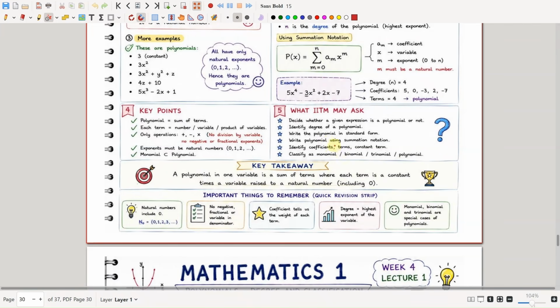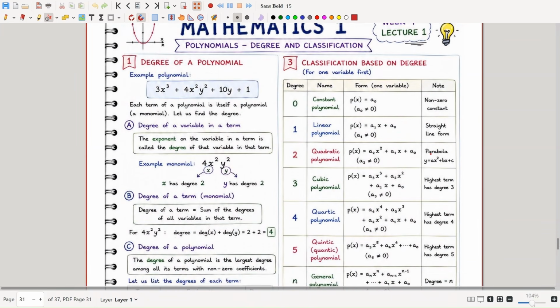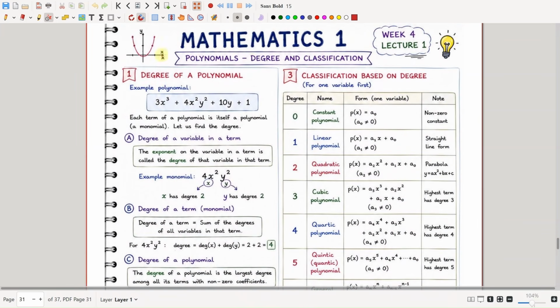They may sometimes ask us to write the polynomial in a standard form or using summation notation, and to find the coefficient terms and constant terms of that. Or they can sometimes ask us to classify them as monomial, binomial, trinomial, or polynomial. Now, let us see how to find the degree of a polynomial.